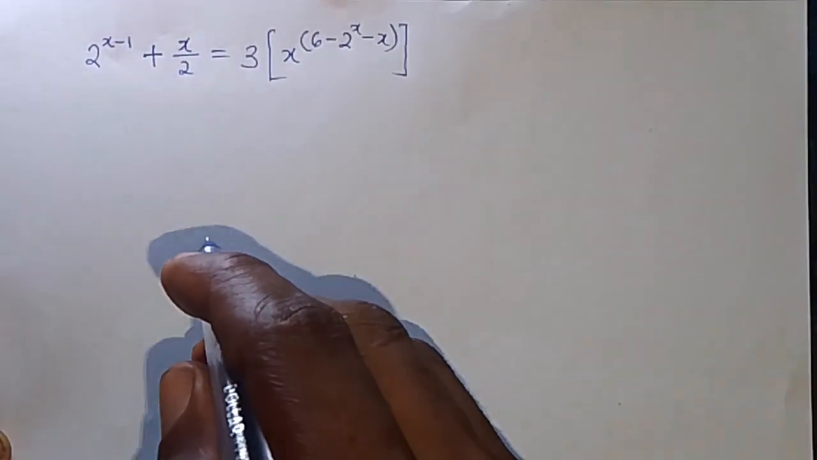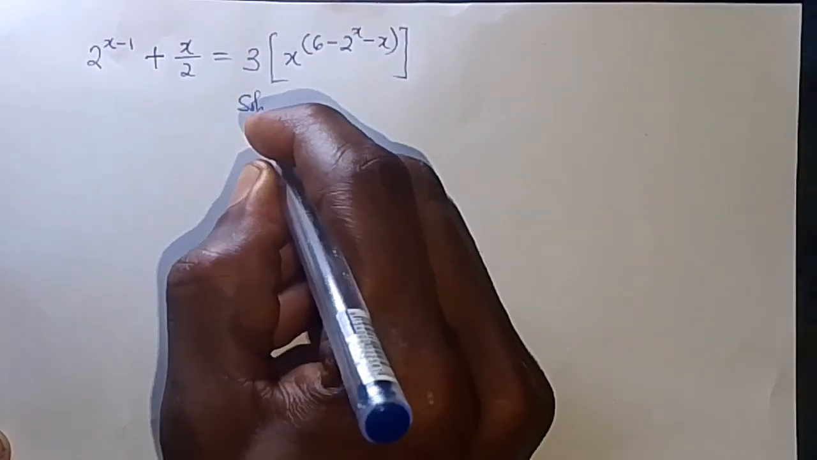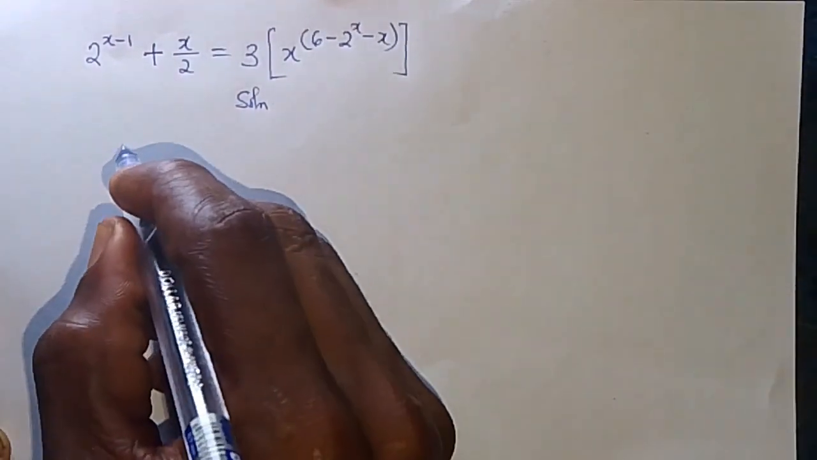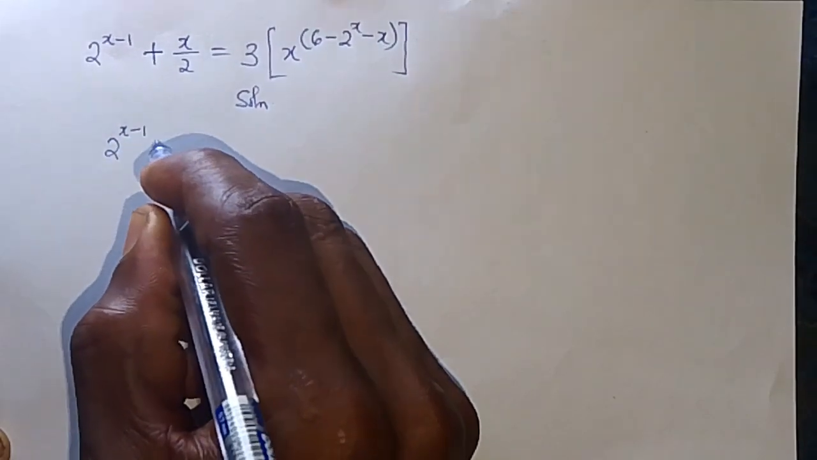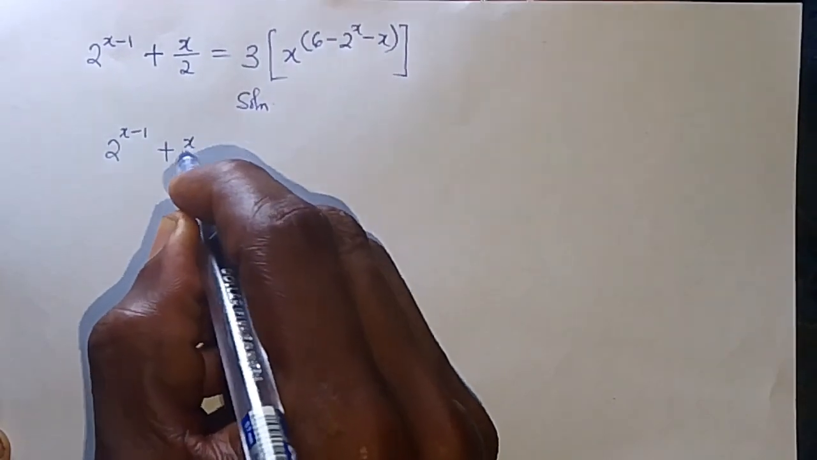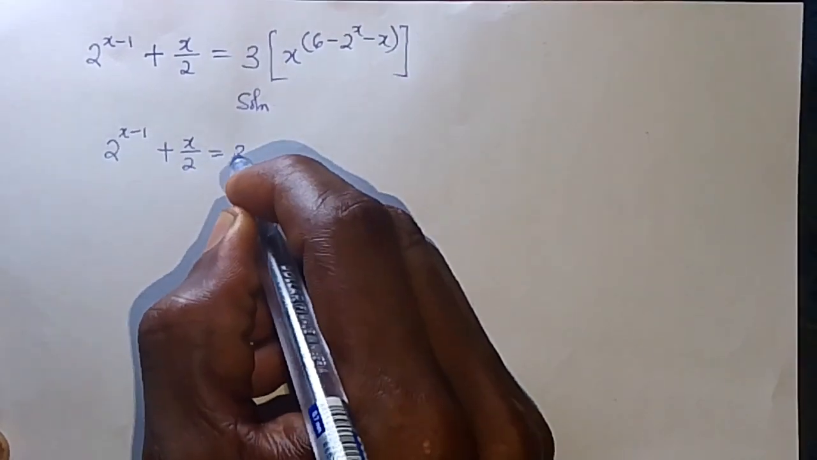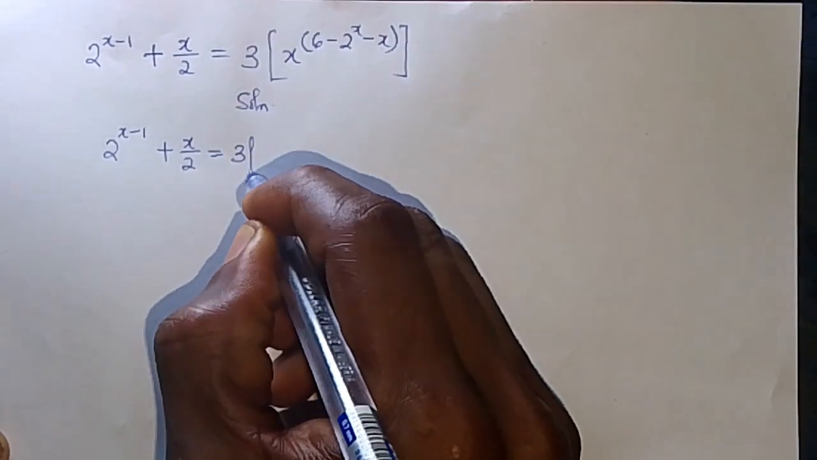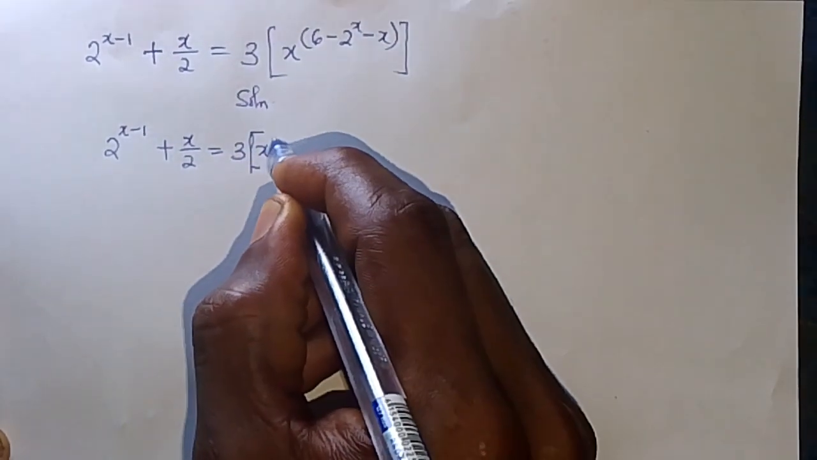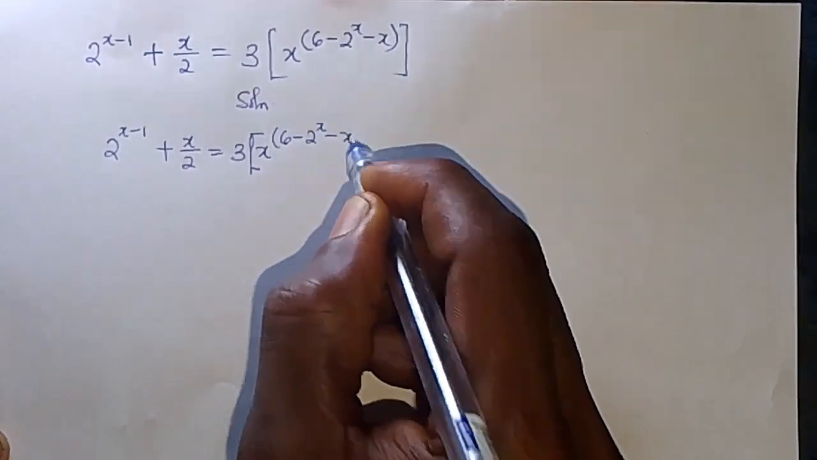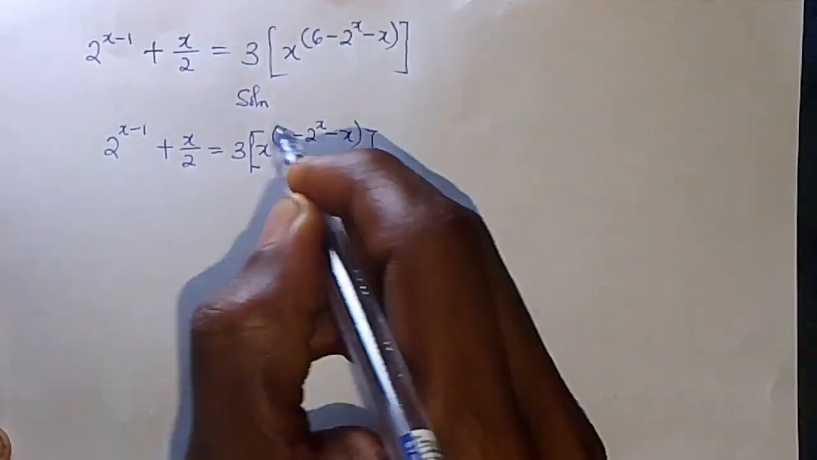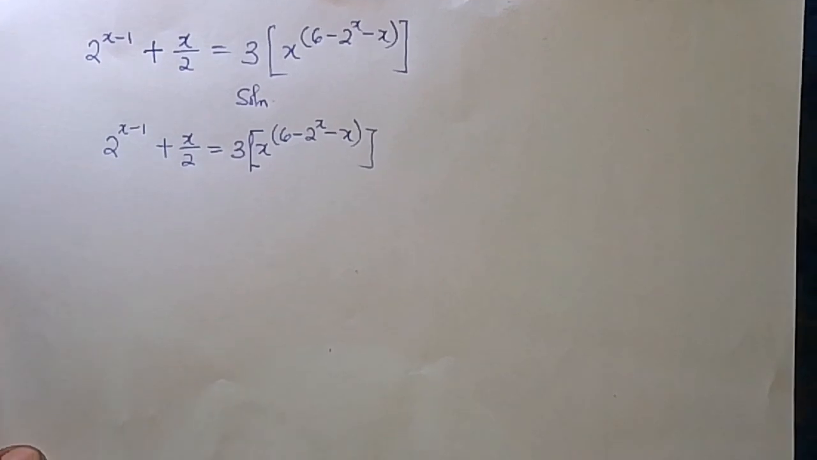So let's give the solution to this problem. We have 2 to the power of x minus 1, plus x divided by 2, equals 3 multiplied by x to the power of 6 minus 2 to the power of x minus x, and we are going to determine the value of x in this equation.